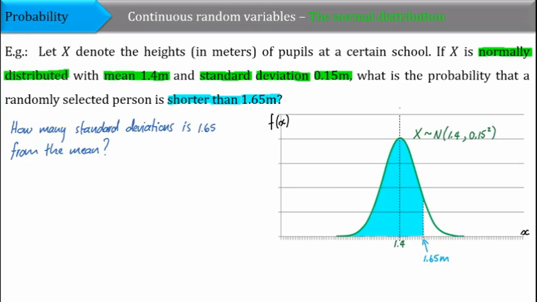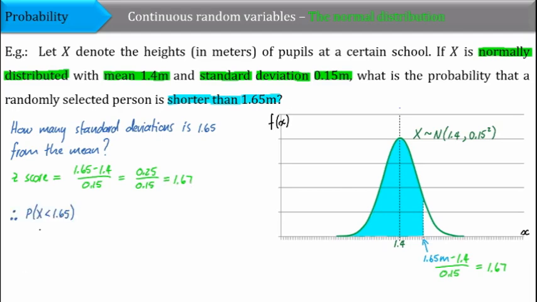So first step will be, how many standard deviations am I away from the mean? Okay, so how many standard deviations is this 1.65 away from the mean? So that means I need to calculate my z-score. And my z-score is nothing but 1.65 minus 1.4 divided by 0.15, which is equal to 1.67. Now this is actually 1.6 recurring, but I rounded it to 2 decimal places. Okay, so just showing the calculation over here where I'm actually needing it. I have a z-score of 1.67 rounded to 2 decimals.